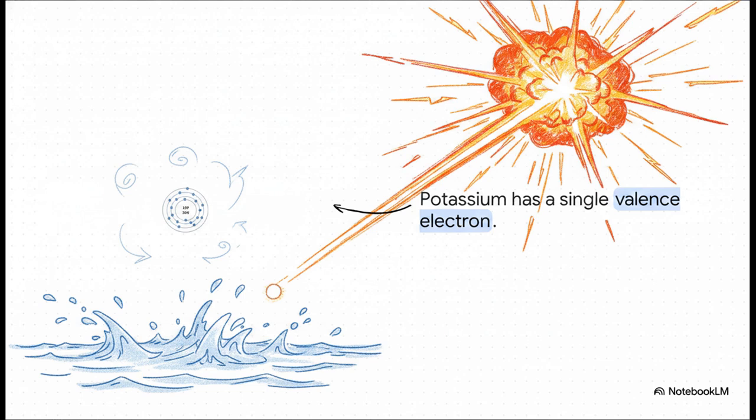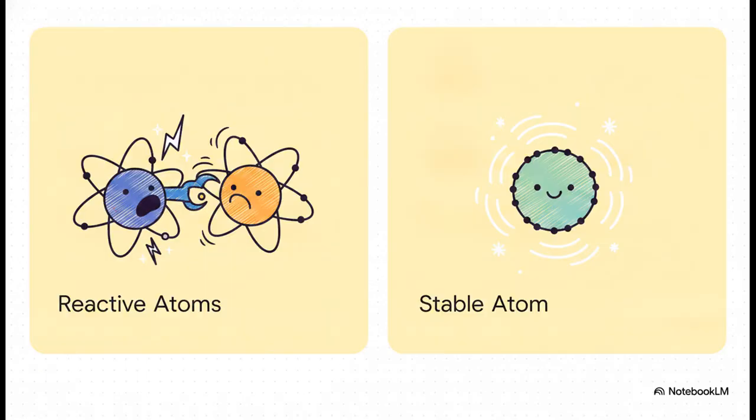stable third shell. Because of this, if potassium ever touches water, it throws that electron away so aggressively that it literally produces a violent explosive reaction. See, it's all just a massive game of stability. Atoms will violently react, bond, share, steal, or give away electrons just to empty or fill a partially full outer shell. Elements like sodium want to lose one.